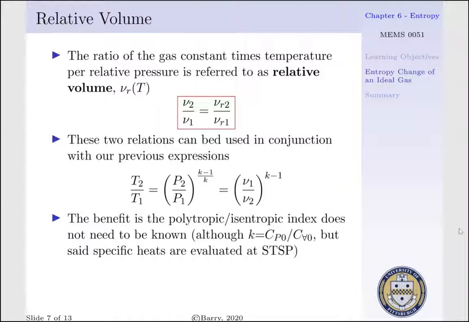Now, what's nice is these two relations can be used in conjunction with our previous expressions, namely our expression relating temperature and pressure, pressure and volume, and temperature and volume based upon k, our ratio of our constant pressure to constant volume specific heat. The benefit of using our relative pressure and relative volume is that it uses standard entropy, which takes into account the temperature dependence of these properties, unlike where we used our isentropic index, which uses k, which is taken at standard temperature and standard pressure. Thus, we'd expect a more accurate solution.